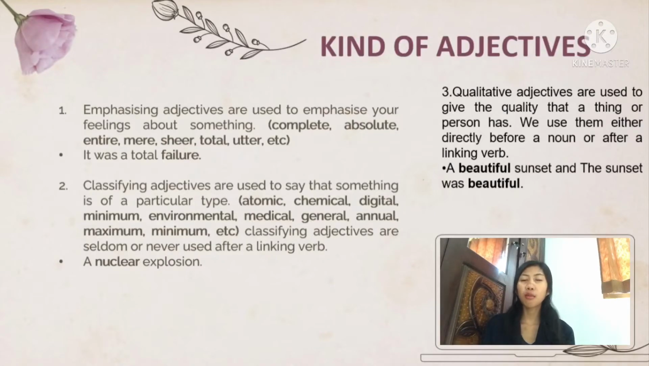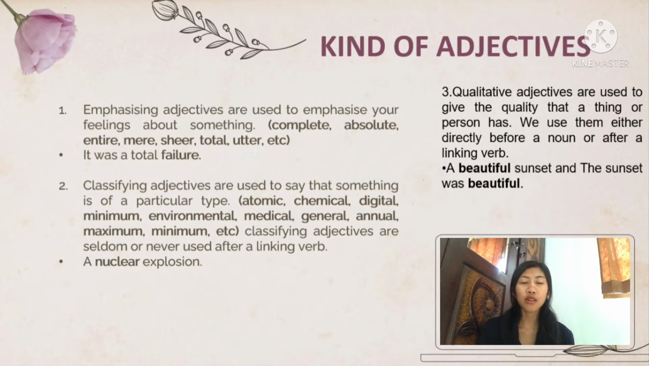Alright, so let me move to kinds of adjective. The first is emphasizing adjectives. They are used to emphasize your feeling about something, like complete, absolute, entire, mere, sheer, total, utter, etc. For example, it was a total failure.